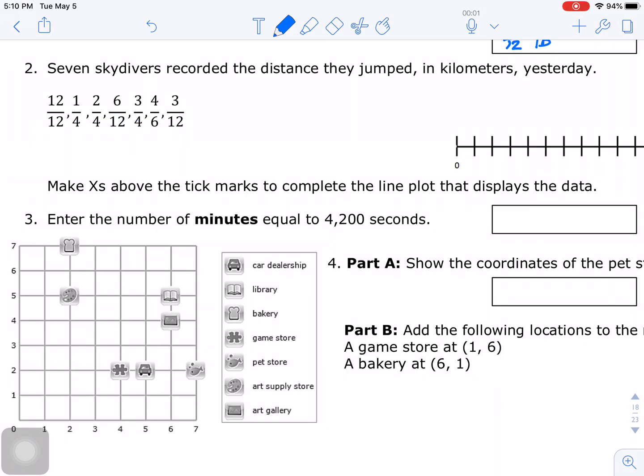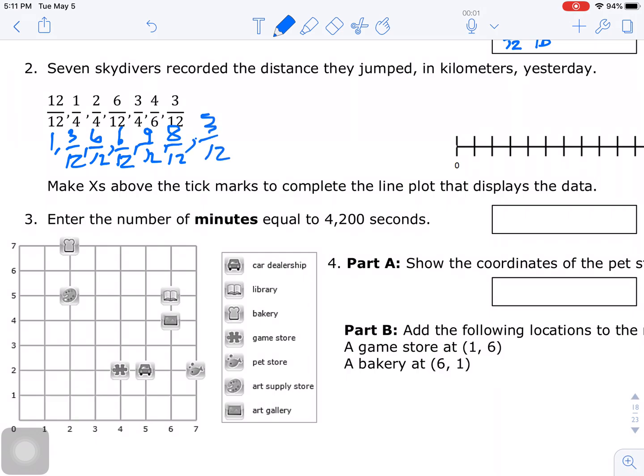The first one is 12/12, so we can simplify that to 1 whole. 1/4 would be 3/12. We would multiply 1/4 by 3/3 to get 3/12. 2/4 is going to be 6/12. We have another 6/12. 3/4 would be 9/12. 4/6 would be 8/12. And 3/12 is 3/12. We'll just leave it like that.